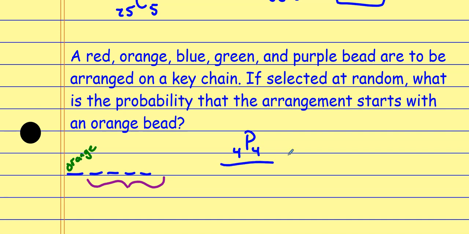Over the total number of possibilities. Well, if I didn't have any of these predetermined and said, hey, I've got 5 beads, I can put any of them in any order, so it's the permutation of 5 choose 5. Again, I'm just going back and thinking about the situation the way I would when I was finding the number of possibilities.